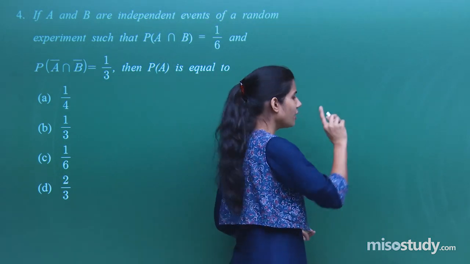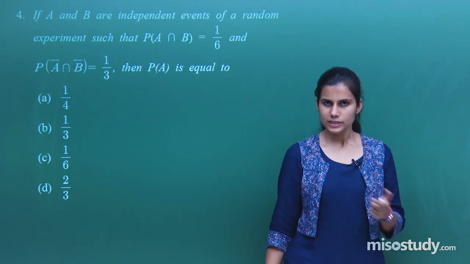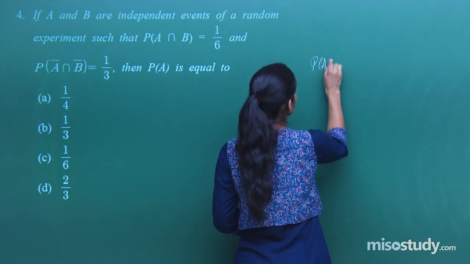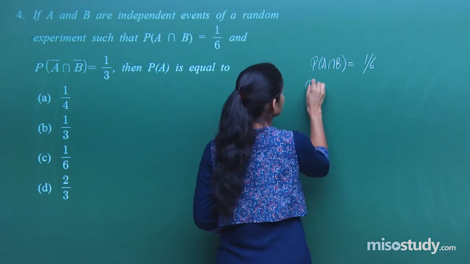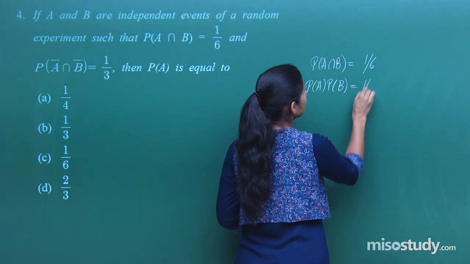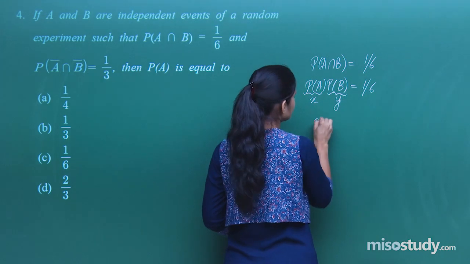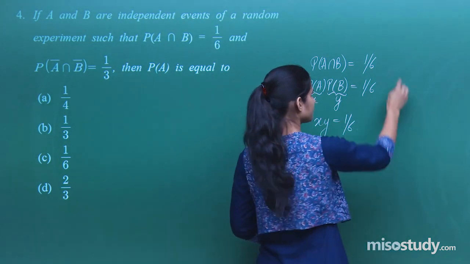So, one thing if you can recall, if A and B are independent events, A bar and B bar are also independent events. We've proved that in the class. So, probability of A intersection B is given to me as 1 by 6. That is same as probability of A into probability of B, because they are independent events. I am saying let this be x, let this be y. So, you basically have x into y is 1 by 6.